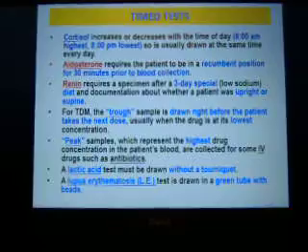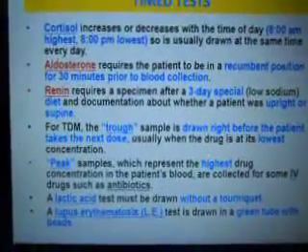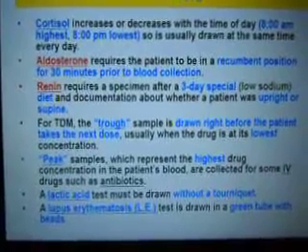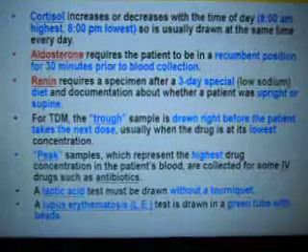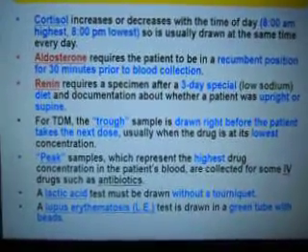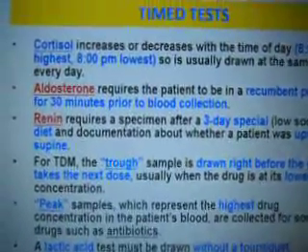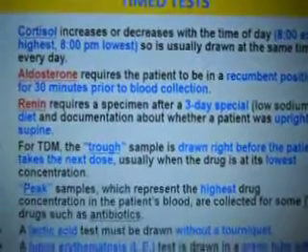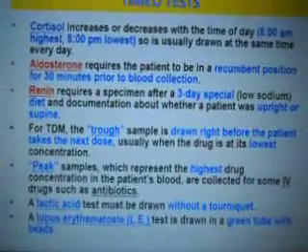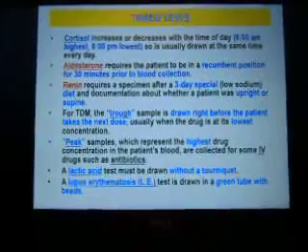Now, I'm going to move this in for y'all. Make sure that you understand this stuff. That you know, if you have a question on a test that says which test requires the patient to be recumbent for 30 minutes prior to collection, you're going to need to know that, okay? So just make sure that you're taking a real good look at this and make sure you're reading everything and filling out your study guides, okay?